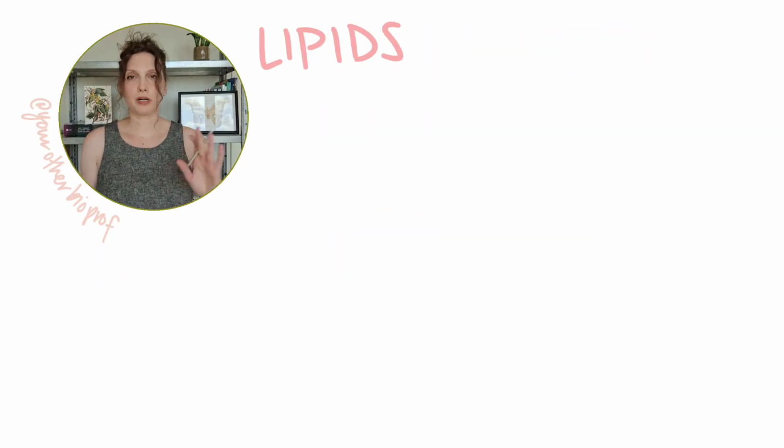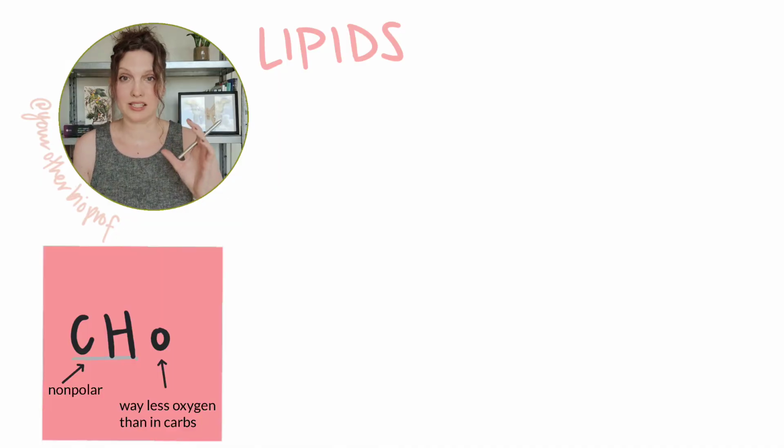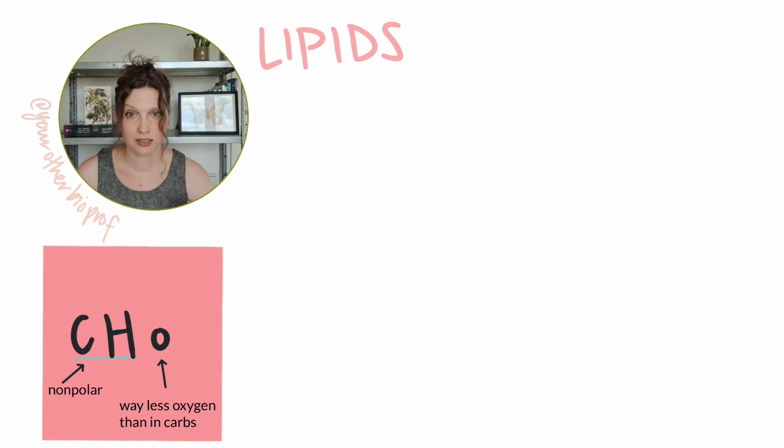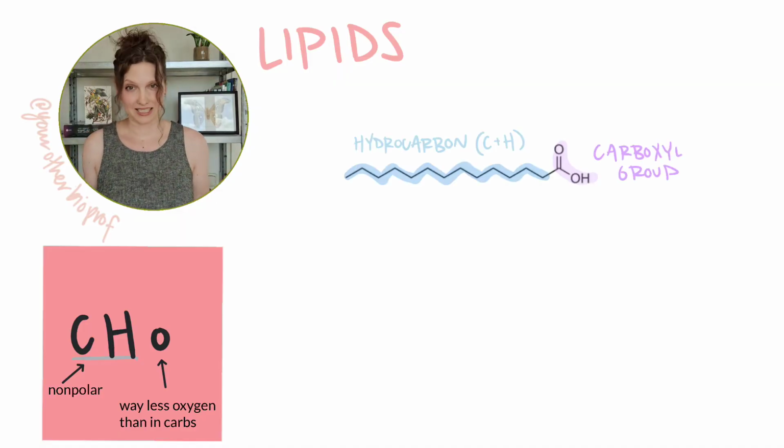Lipids are a big bunch of weirdos that all have hydrophobic areas. You can identify these by lots and lots of bonding between carbons and hydrogens. With lipids, you're going to again see carbon, hydrogen, and oxygen, but much less oxygen than with the carbs. There's not really a monomer with the lipids, but many of them build off of fatty acids.